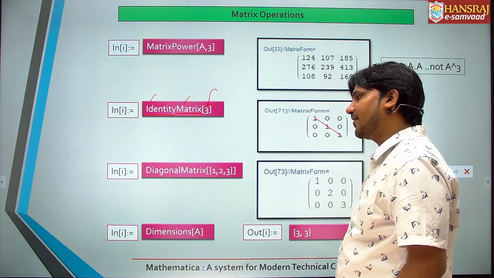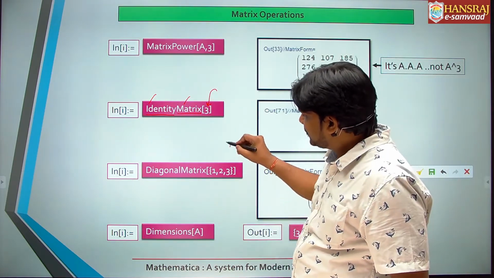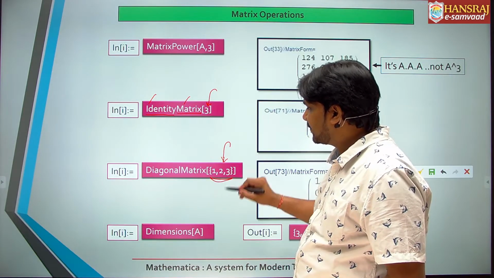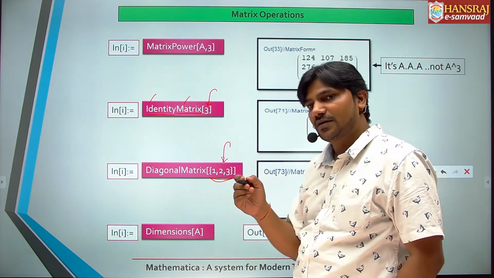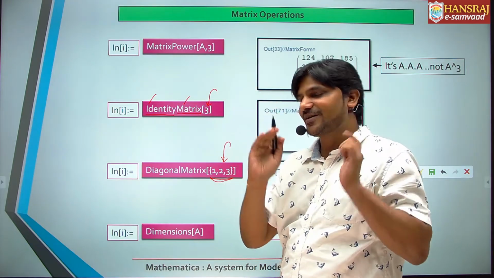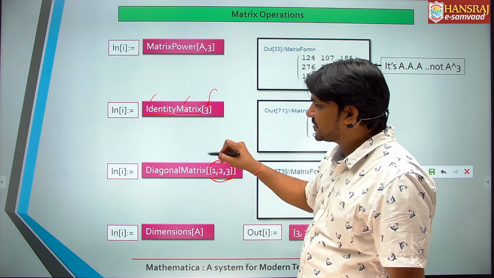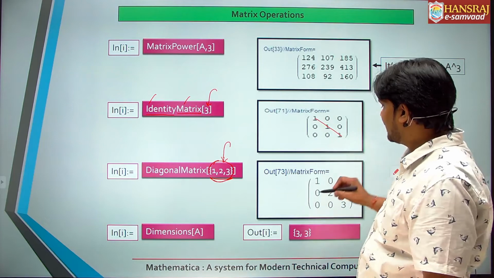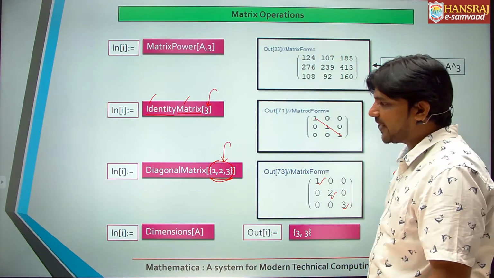Another function is DiagonalMatrix. If you want to create a diagonal matrix with some elements, you just need to pass the elements by creating a list. So don't write elements directly here as 1 comma 2 comma 3, but put all the elements 1 comma 2 comma 3 in curly brackets. You first pick a list and then pass that list to this function DiagonalMatrix, then the elements will go to the diagonal positions and you will get your diagonal matrix.